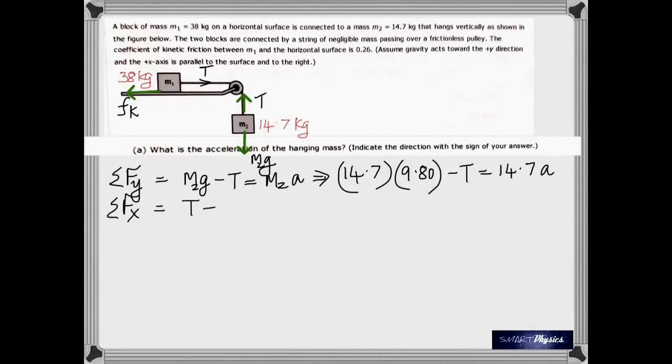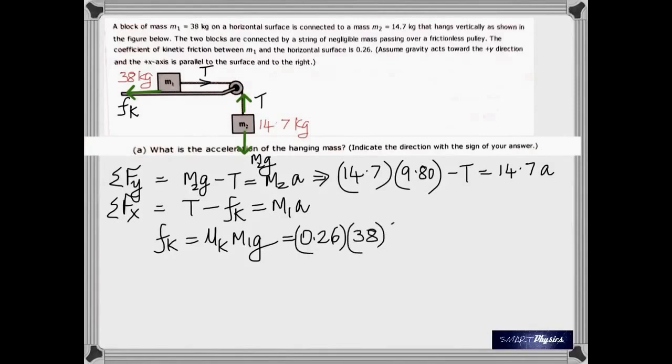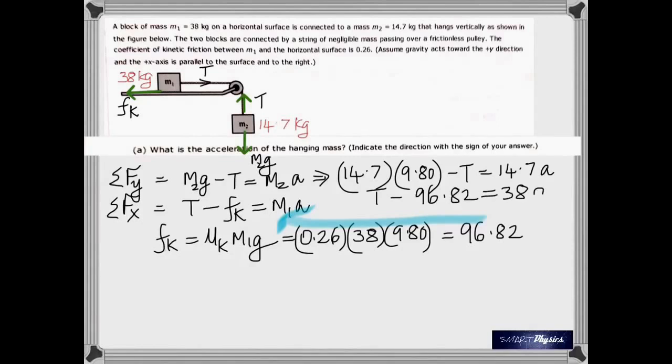And considering the net force along the x-axis, that is on the object of mass m1, we have two forces. Obviously T is greater, so T minus Fk is m1A. First, let's find Fk. The force of kinetic friction is mu k times the weight, that's weight of m1. Coefficient of friction is given, so you multiply that with 38 times 9.80 to get the force of kinetic friction on m1. So now we have tension minus 96.82 is 38A.